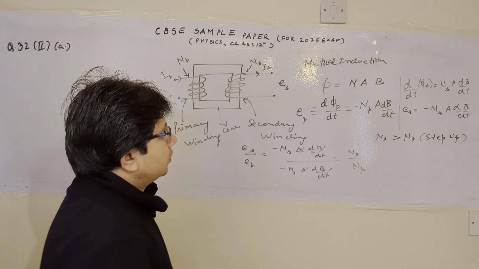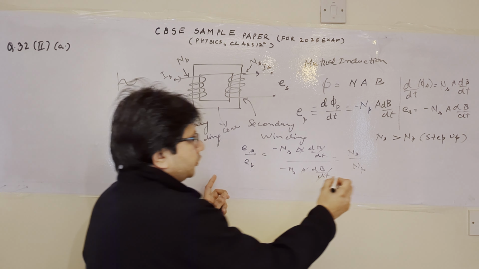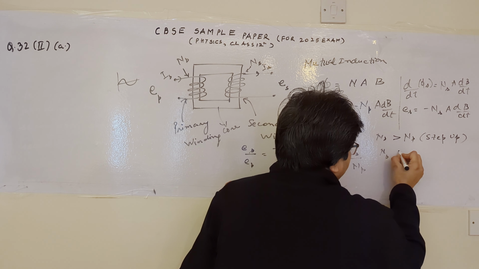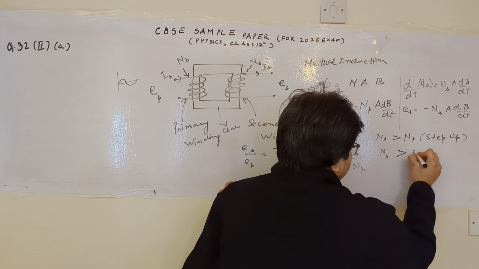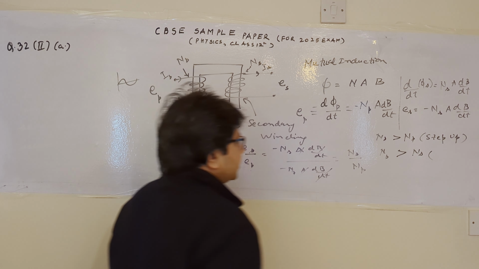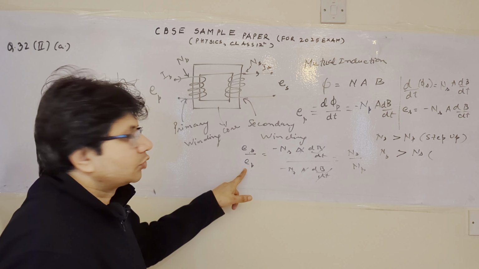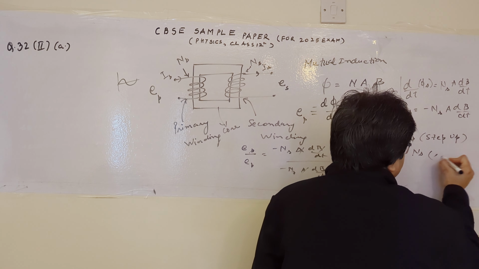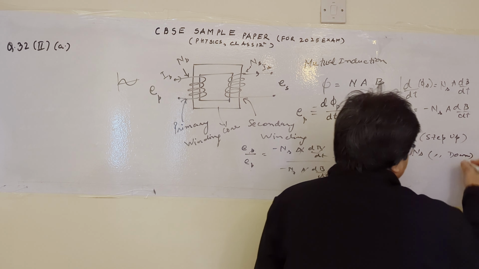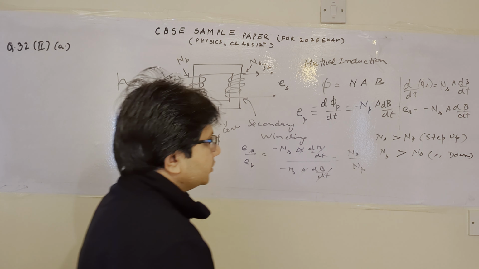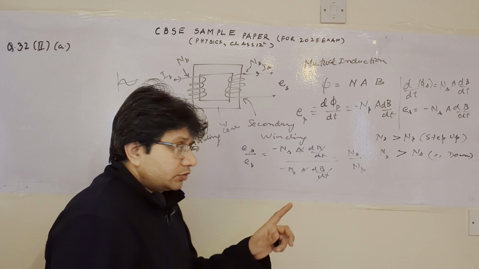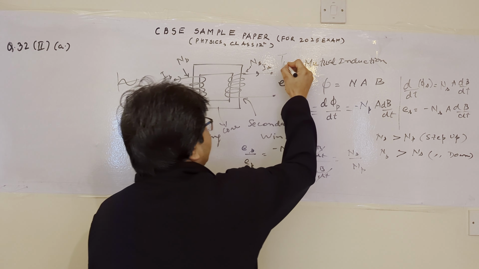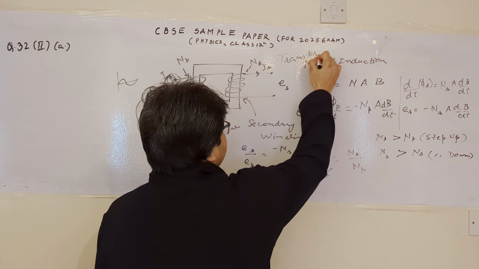Now, if the primary side turns are more as compared to the secondary side, then we can easily see that the primary voltage is more as compared to the secondary voltage. So this is the step-down transformer. So there are two kinds of transformers. In the first part of the question, it is also asked to name the device. So first of all, we have to write down the name of the device also, which is the transformer.